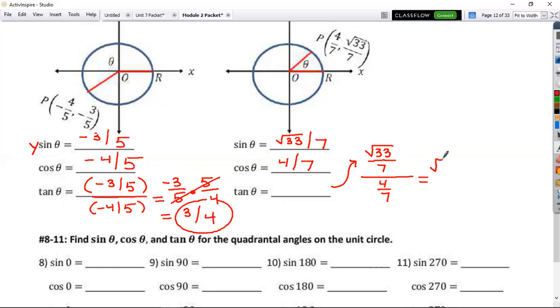So square root of 33/7 times 7/4. Your 7s cancel again, and then there's your answer. And it's okay to have a radical on the top, just not the bottom. So tangent is equivalent to radical 33/4.